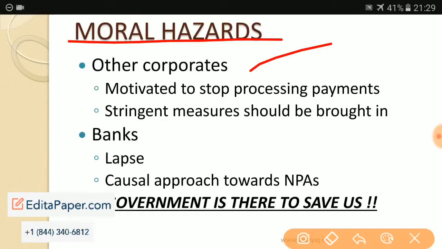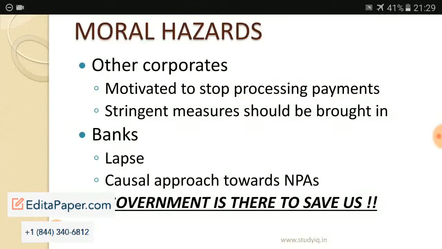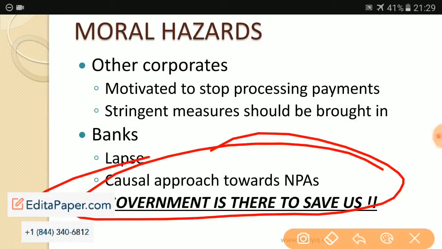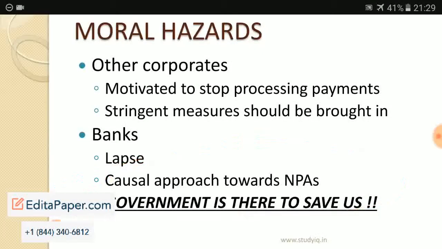Another is, the banks may feel more complacent and more lax on their part, that look, even if we are not doing well on the NPA part, we are not performing well, the government would help us by using the taxpayers' money and keep on infusing more and more capital. One of the points that should be kept in mind here is that all the public sector banks have majority government shareholding, more than 50%.